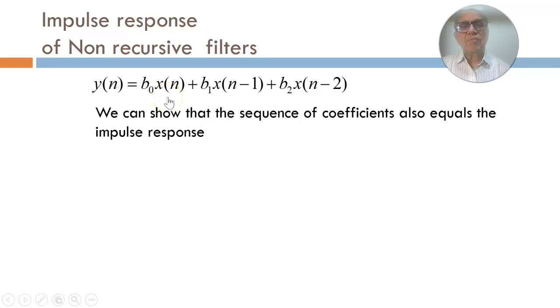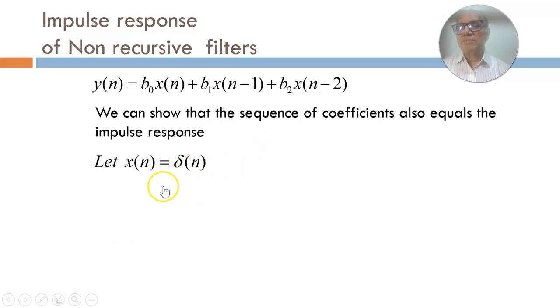If x[n] is the input, what does impulse response mean? When the input is the impulse, what is the output? That is the impulse response. So if we replace x[n] by delta[n], this will be delta[n], this will be delta[n-1], this will be delta[n-2], and then calculate y[n] for various values of n, then we'll be able to show that the sequence of coefficients also equals the impulse response.